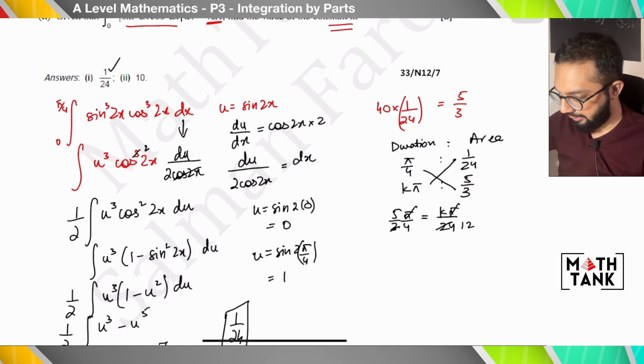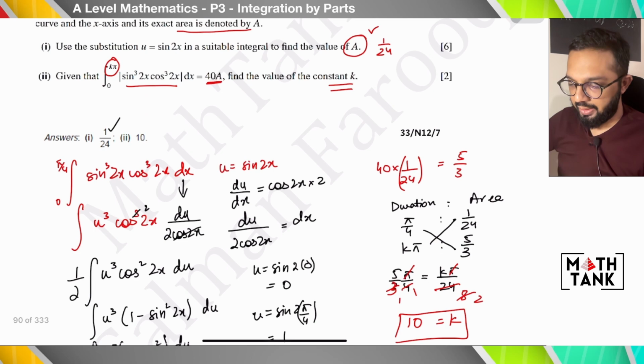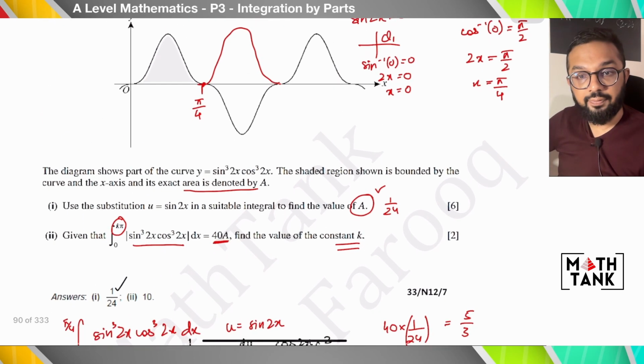I think I made a calculation mistake somewhere. Let me just check. This is 5 over 3. Oh, yeah, that was my calculation mistake. 3 times 1, 3 times 8, 4 times 1, 4 times 2. So 10 equals k. Yeah, that is the correct answer. So it was just about having proportions in areas and then calculating forwards.